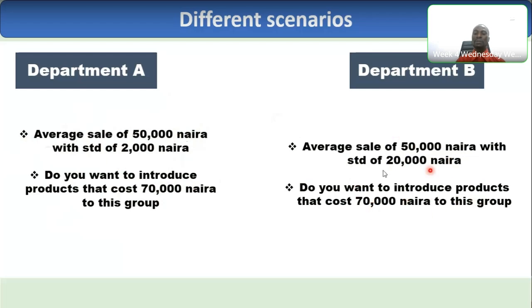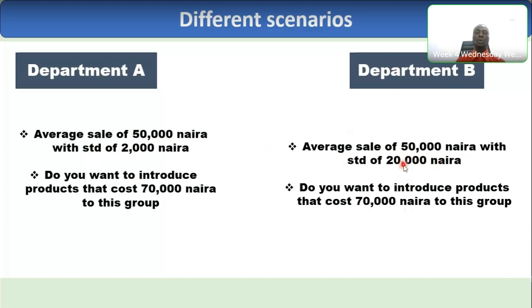So your boss asks you, hey, Alpha, we want to create a new product, and that product costs 70,000 naira or more. Can we introduce it to the two departments? So you have done your sampling. The average sale is the same in both departments, but the standard deviation in department A is 2,000 naira, while it is 20,000 naira in department B.